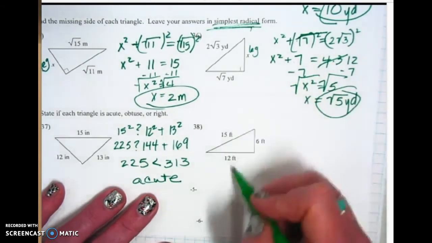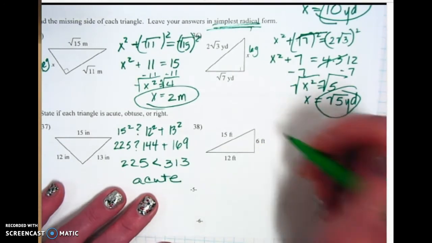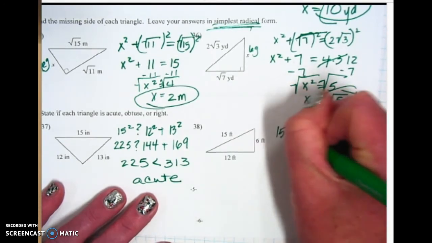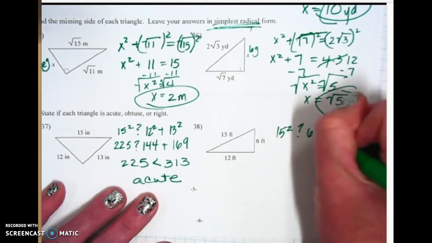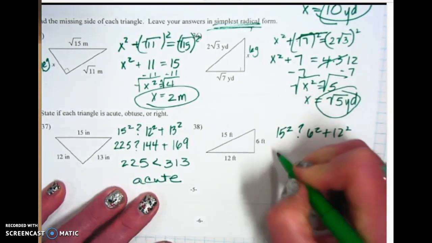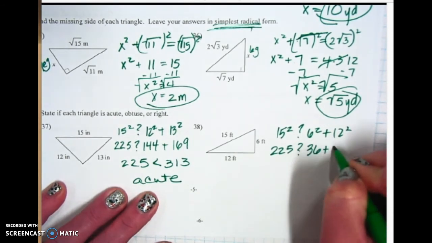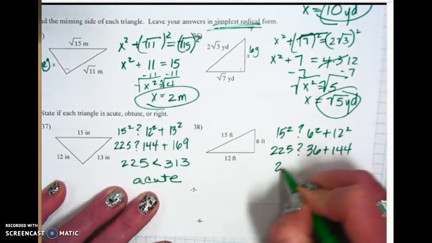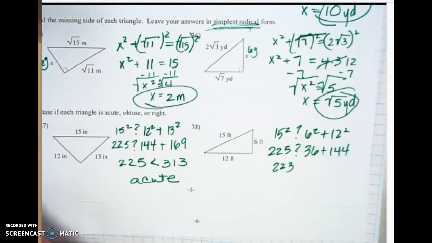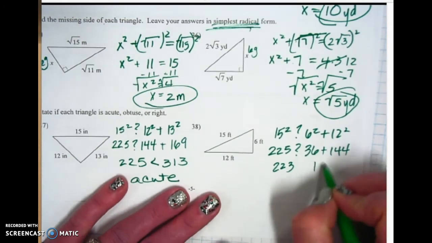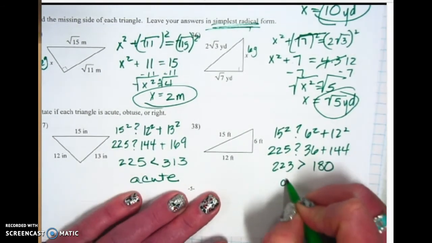Longest side, add the 2 smaller sides, you get 18, greater than that, so it's definitely a triangle. We're going to say that 15 squared is question mark to 6 squared plus 12 squared. So we've got 225, 36 plus 144 is 180. This one's greater than, so it's obtuse.